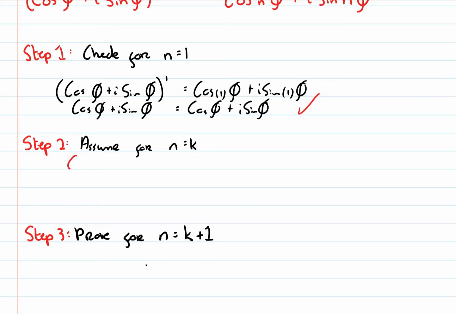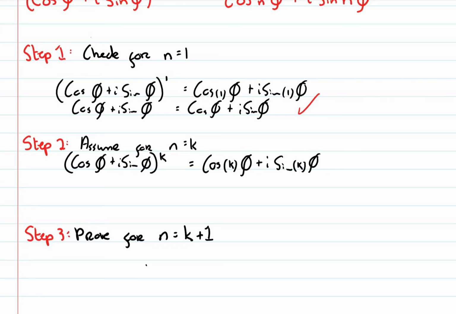So the next step we're going to assume it for n. So we have (cos theta plus i sin theta) to the power of k. So we assume it for n equals k, so anywhere we see n, we put in k. And we're going to assume that equals cos k theta plus i sin k theta. And that's assumed.